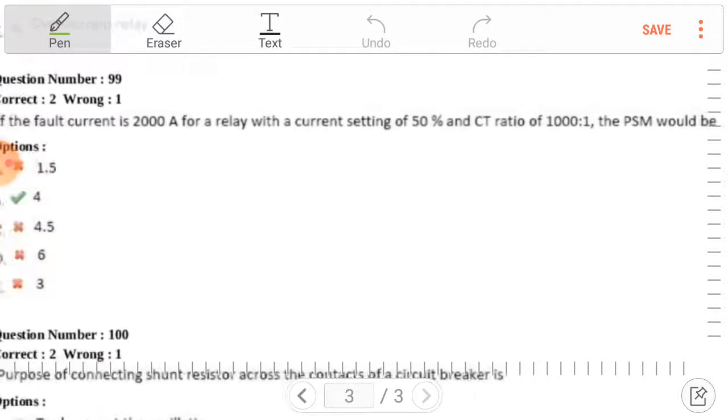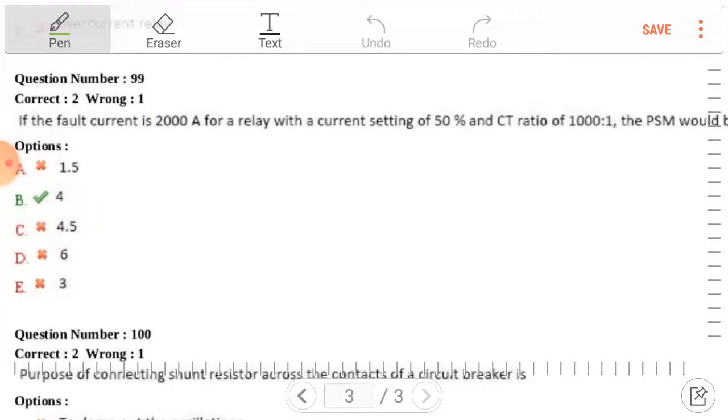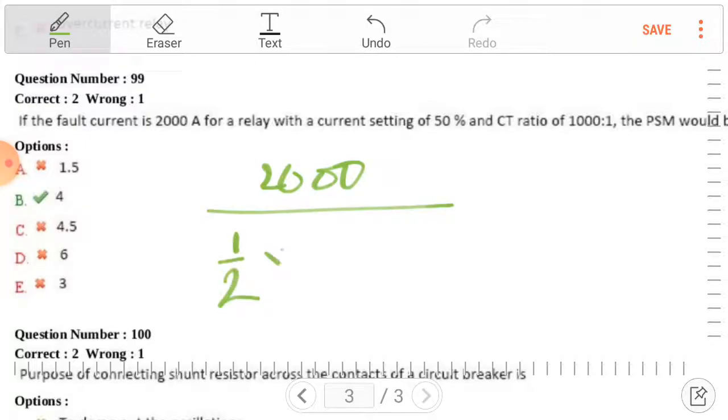Next one, we also have to find PSM. So 2000 is the fault current divided by current setting, which is 50%, CT ratio is 1000, and the minimum current at secondary side is 1 ampere. So the correct answer is 4.